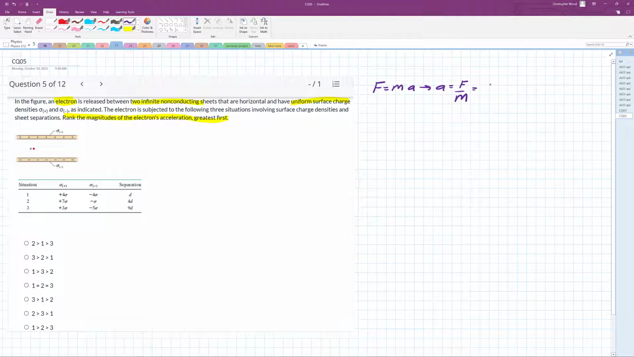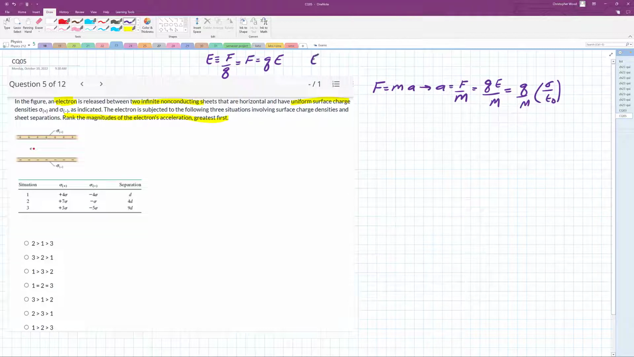And I know that F can be represented as Q times E over m. And a little sidebar on that, the definition of electric field is force per charge. So that's how I get force can be expressed as charge times the electric field. And in this case, the electric field can be given, there's my Q over m term. My electric field is in general sigma over epsilon naught. So a little sidebar on that term.